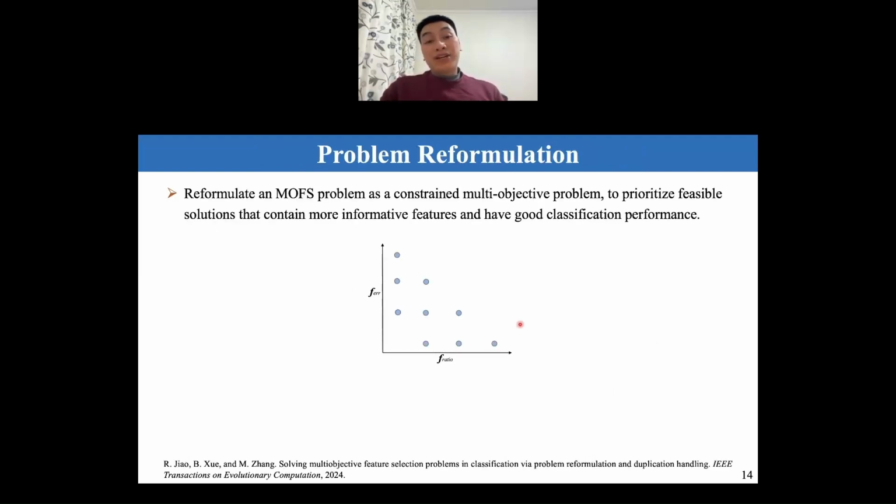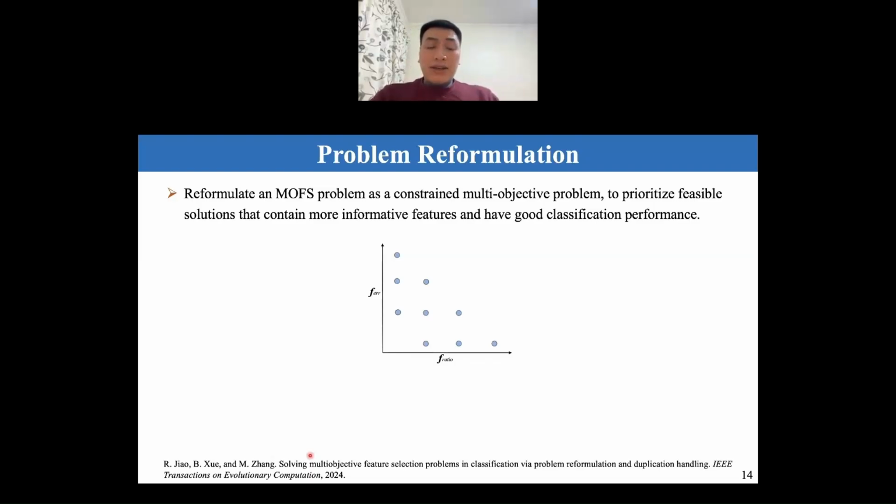The other problem we mentioned is that the two objectives are not equally difficult, right? Reducing the number of features is much easier than reducing the classification error rate. And normally for feature selection, we care more about having a lower error rate. So somehow we have to guide the search to focus more on feature subsets with low classification error rate, which is the more difficult objective to achieve. This work was done by Ruwang Zhao, who is a postdoc also in our group.